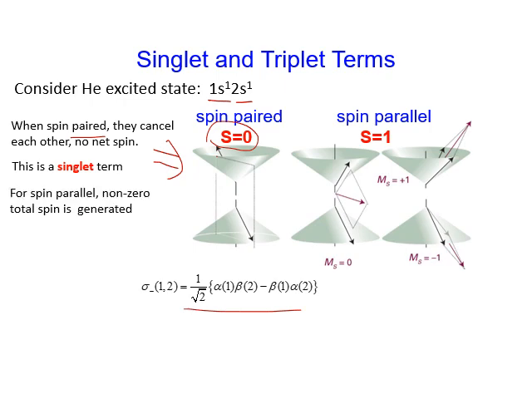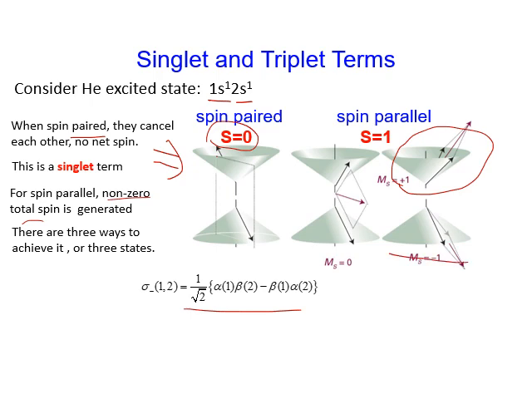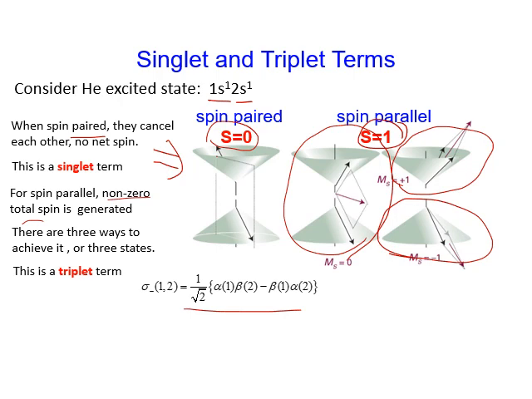The two spins can be parallel. If they are parallel, then a non-zero total spin can be generated. And this can be achieved in 3 ways: both are in the alpha state, or both are in the beta state, or one alpha, one beta, but they are parallel. In all cases, the total spin is 1. And this is called a triplet state, because we have 3 possible ways to generate the spin S equals 1.